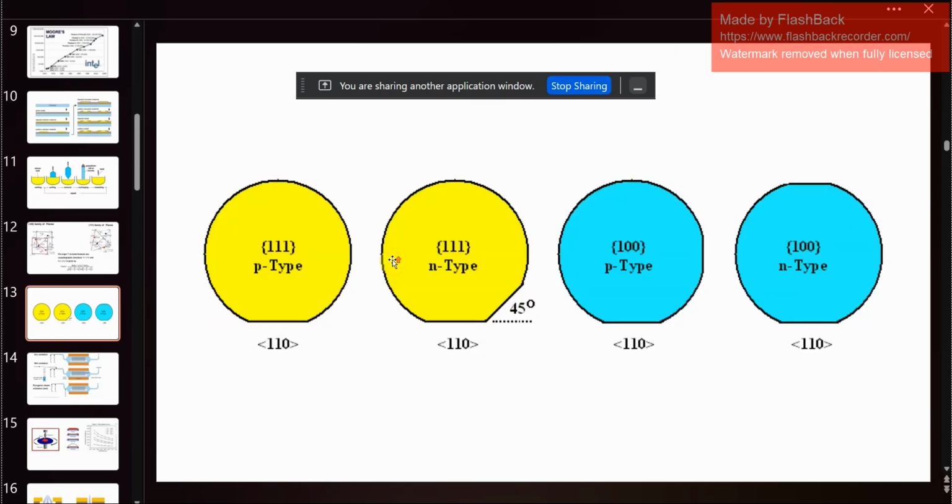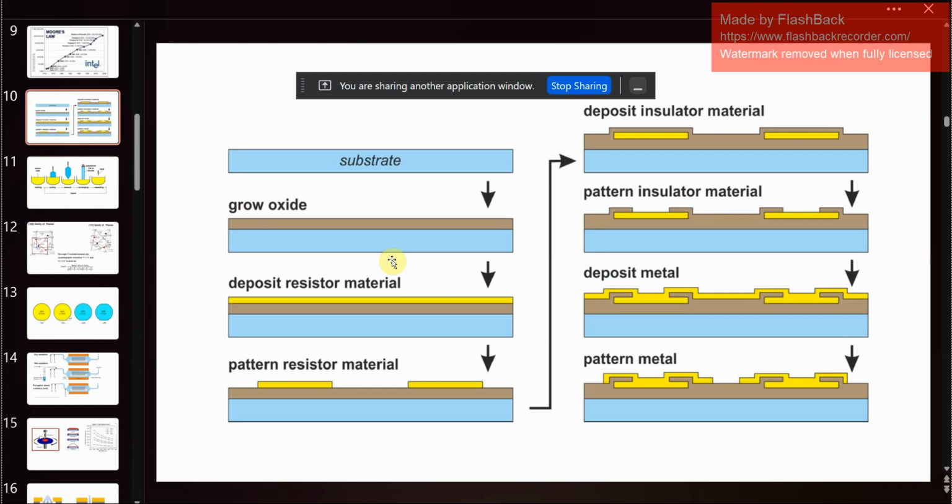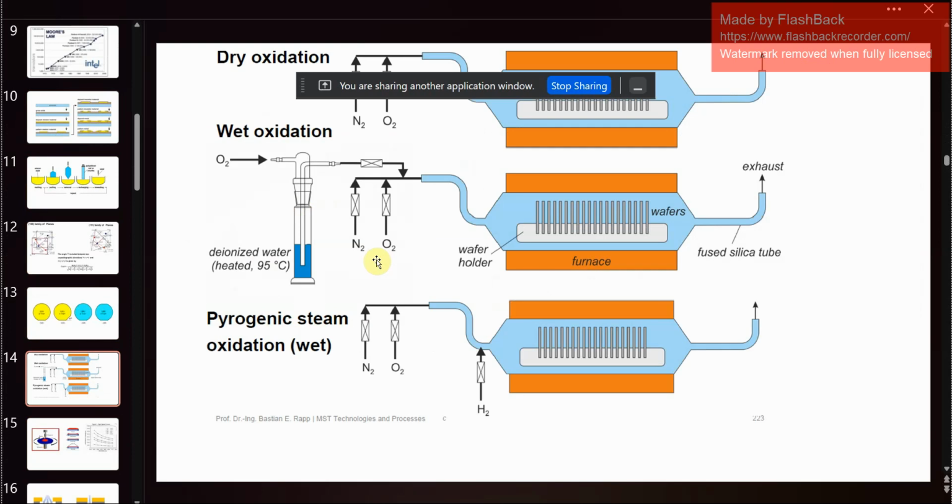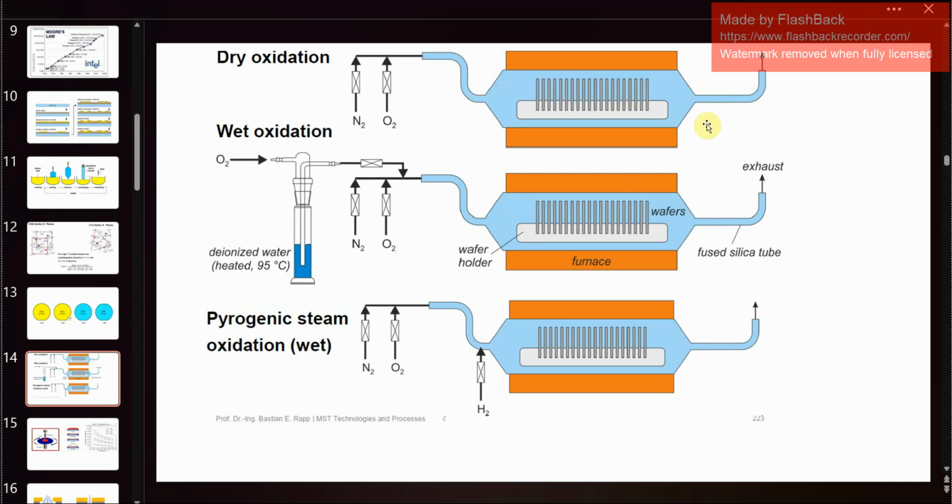So as we said, after the substrate, we come to the growing of the oxide layer. To grow an oxide layer, basically you just have to oxidize the wafer, but it is not as simple as what you see in normal chemistry. It involves some complex reactions. Basically it uses a dry oxidation process or a wet oxidation process, and the process is similar.